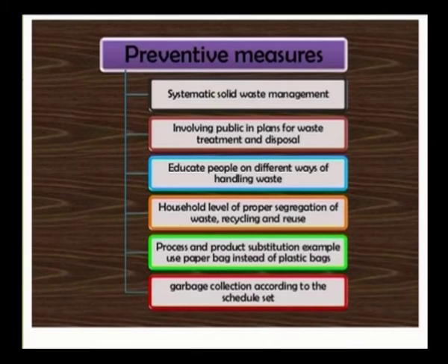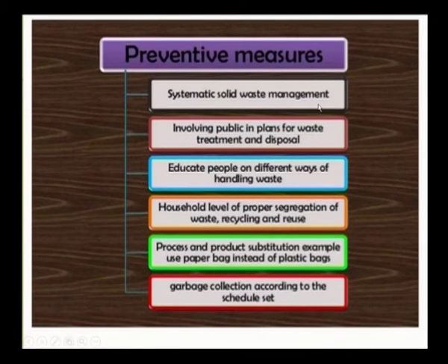How do you go about preventive measures, making sure solid waste management, especially of hazardous waste, is done in a properly channeled manner? First is systematic solid waste management, involving the public in plans for waste treatment and disposal. You need to educate people on different ways of handling their waste. Household-level proper segregation of waste, recycling and reusability. Process and product substitution, for example using paper bags instead of plastic bags. Garbage collection according to a set schedule.